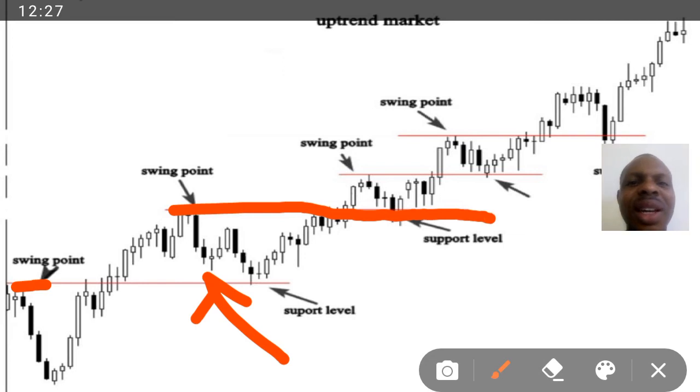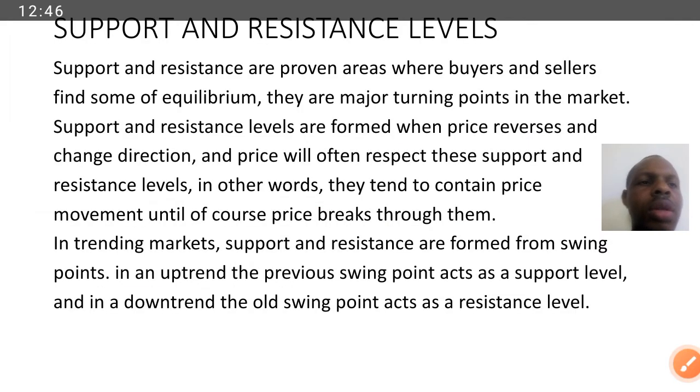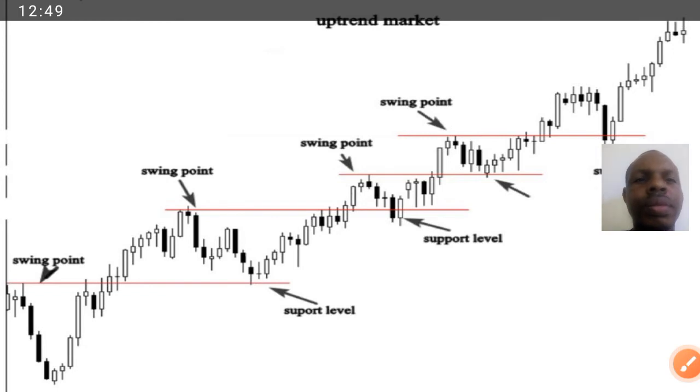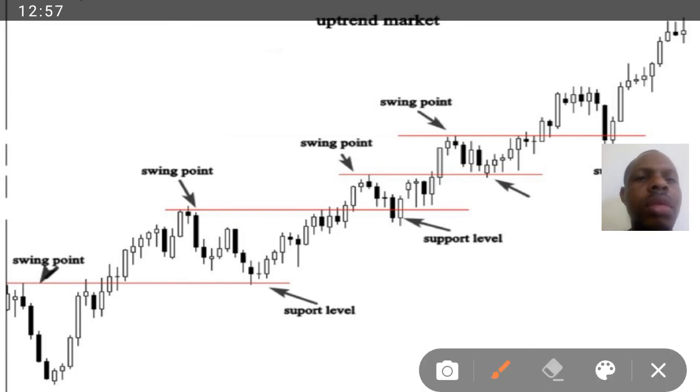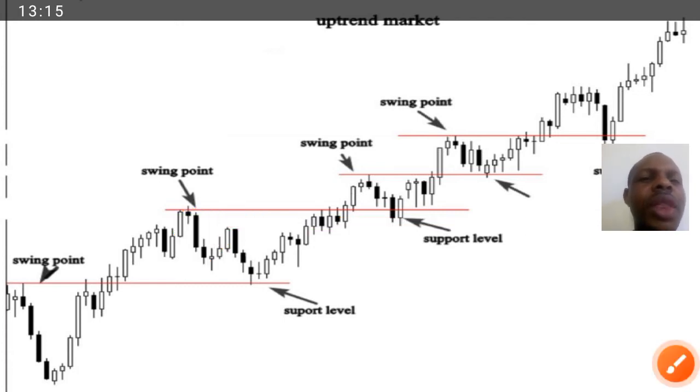You can see that resistance here. Here it was support. Then see another swing point here. Look at the red line. Let me zoom so you can see very well. Look at the swing point. See. This represents a resistance here. And here it was a support. And see it's the same line. The same line. The same price. It may not be exactly the same, but the same area.